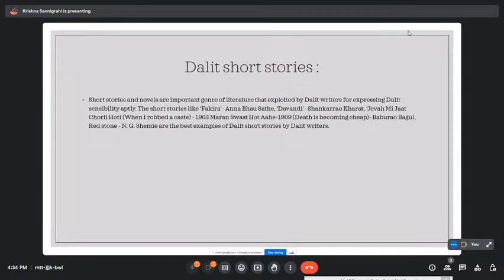Now, short stories and novels are important genres of literature exploited by Dalit writers for expressing Dalit sensibility aptly. So the short stories like Fakira, Annabhau Sathe's Davandi, Shankar Rao Kharat's Jeva Mi Jaat Chorli Hoti, 1963 Maran Swasth Hot Ahe, that is death is becoming cheap, and Baburao Bagul's Red Stone, N.G. Shende are best examples of Dalit short stories by Dalit writers.